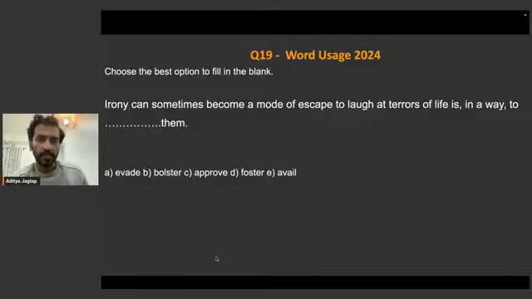Irony can sometimes become a mode of escape to laugh at terrors of life, is in a way to dash them. So really easy. Irony can sometimes become a mode of escape to laugh at terrors of life, is in a way to dash them.